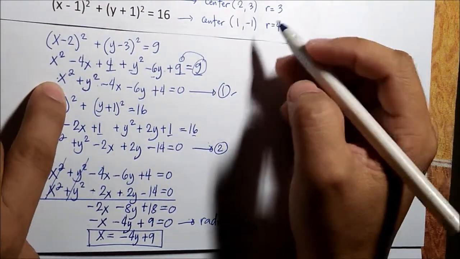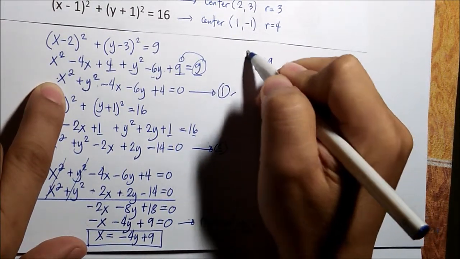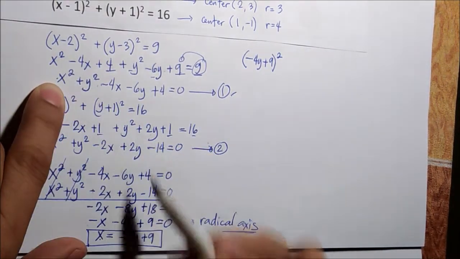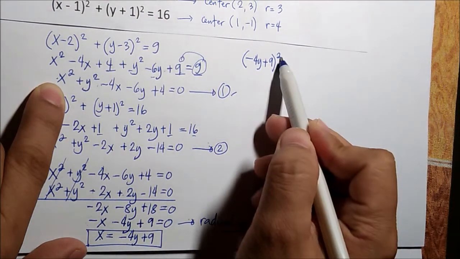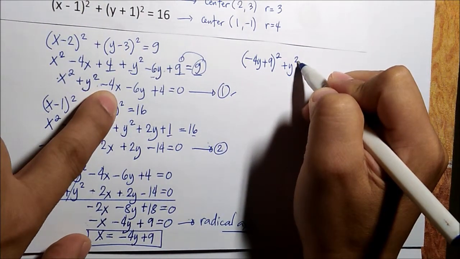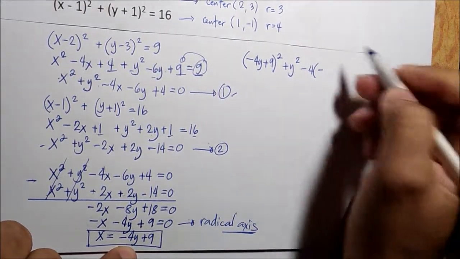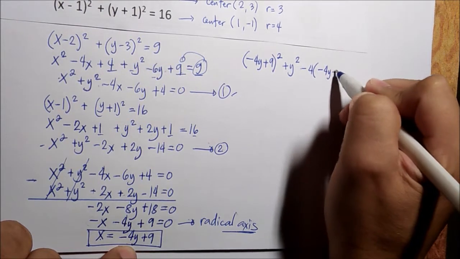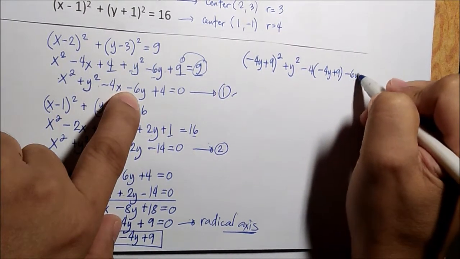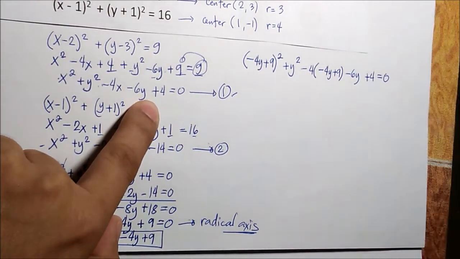Okay, so this will be negative 4y plus 9 squared. Okay, following this equation, x, this one, negative 4y plus 9 squared plus y squared. Okay, minus 4 times the value of x again. So minus 4y plus 9. Okay, then continue minus 6y, and then plus 4 equals 0. Okay, let me zoom in a little bit.